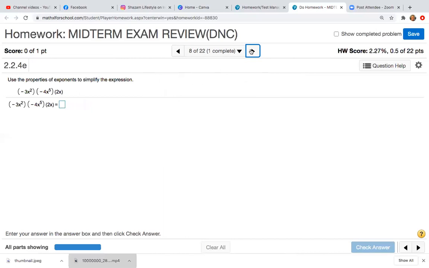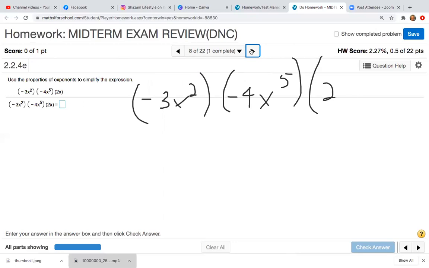Next one, we are multiplying -3x to the second by -4x to the 5th power, and then 2x. Now, on this one right here, guys, what they want us to do is to multiply the numbers together, okay, the constants together, and multiply the variables together. So we got a -3 times -4 times 2. -3 times -4 is +12. 12 times 2, that's 24.